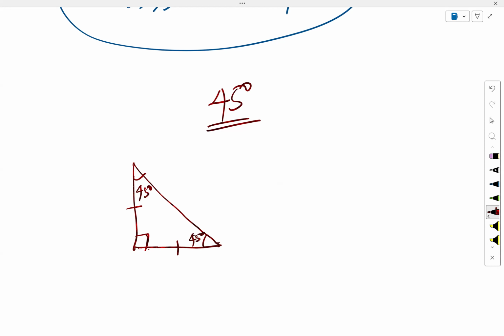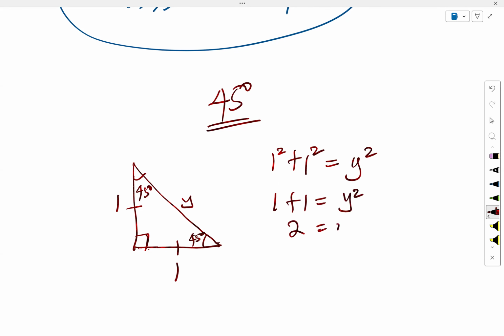So it is an isosceles right angle triangle. So that means, okay, let's assume this is 1 unit and this is also 1 unit. Okay, so automatically, if we say this is y, we can find y. Because we know 1 squared plus 1 squared, the adjacent sides, is equal to y squared. That means that 1 plus 1 is equal to y squared. And that is 2 equals y squared.